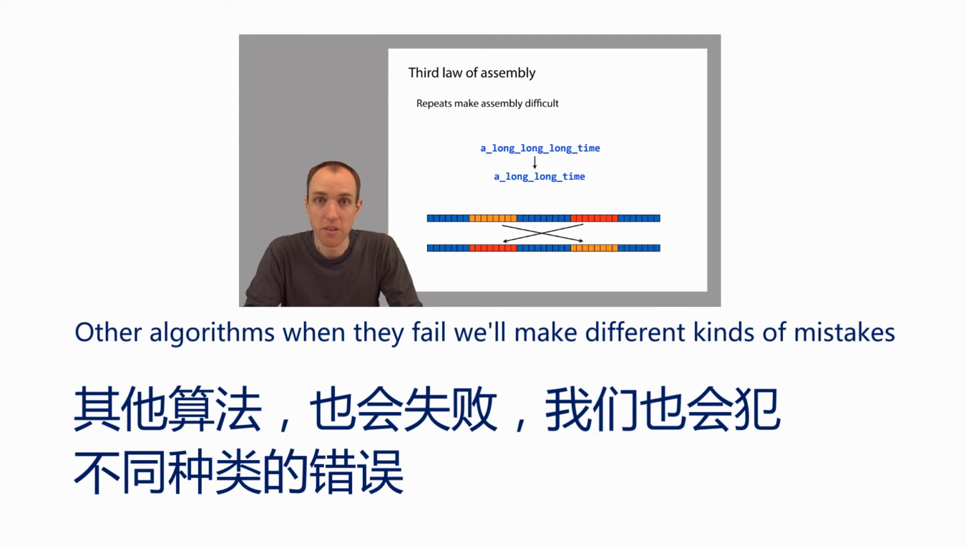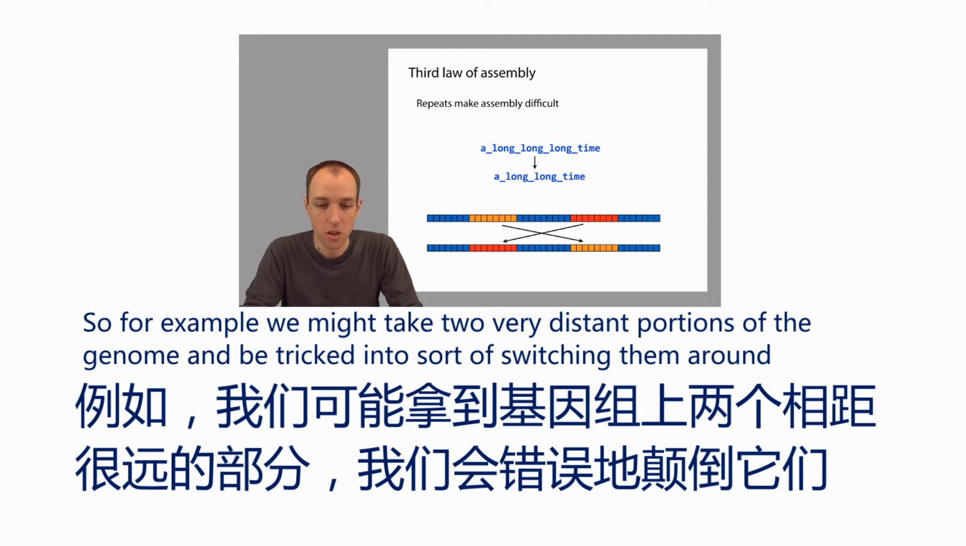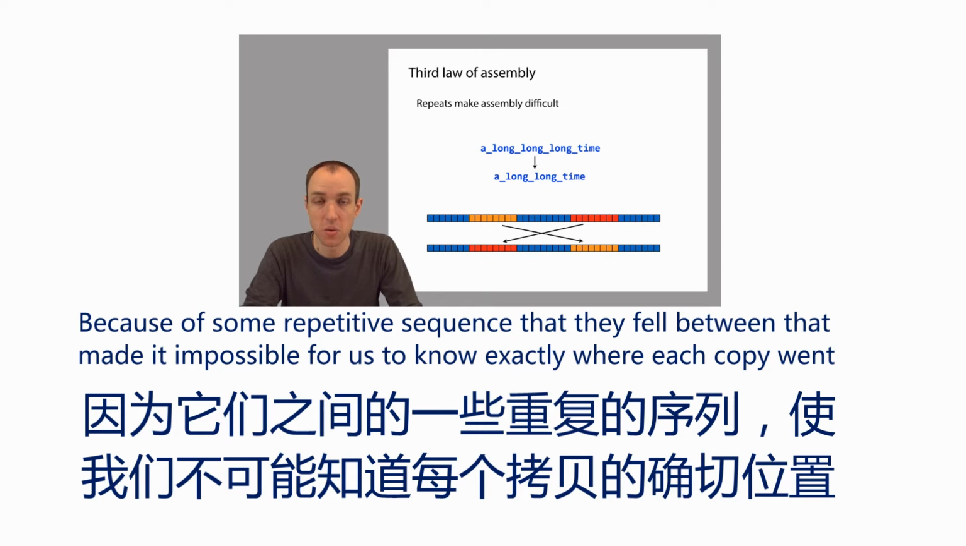Other algorithms, when they fail, will make different kinds of mistakes. For example, we might take 2 very distant portions of the genome and be tricked into switching them around because of some repetitive sequence that they fell between that made it impossible for us to know exactly where each copy went.